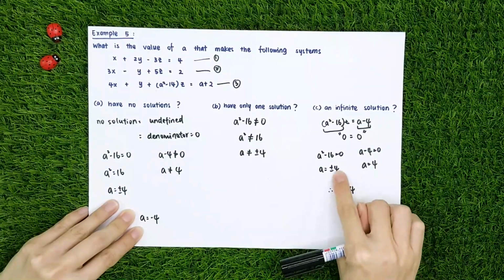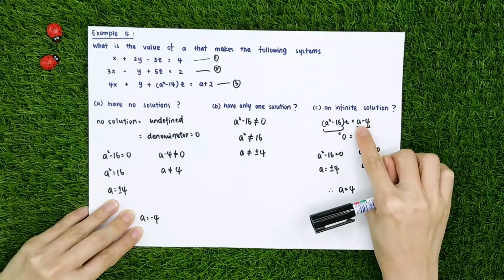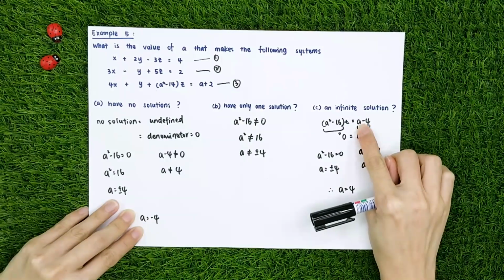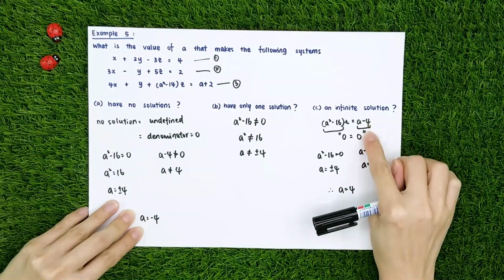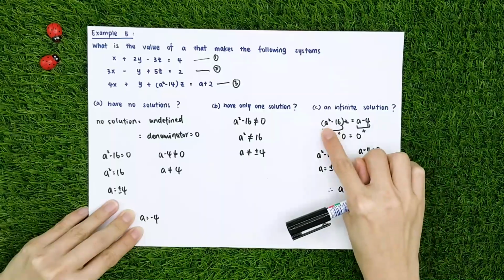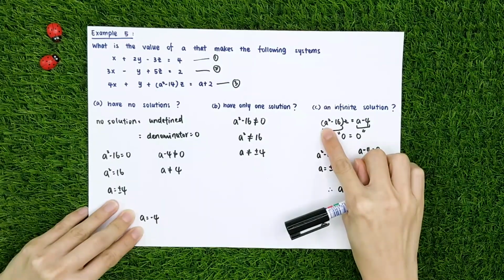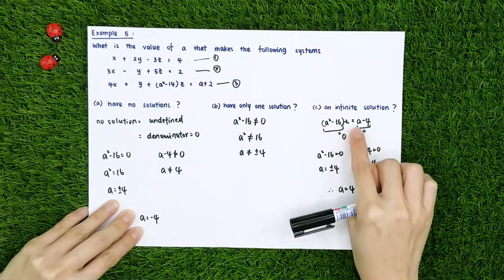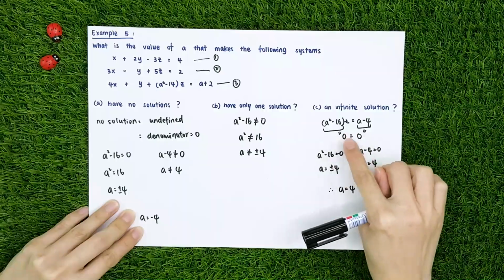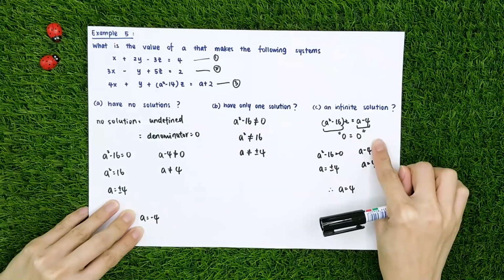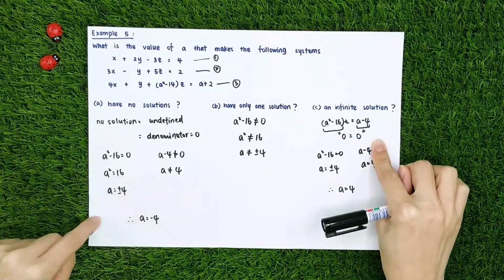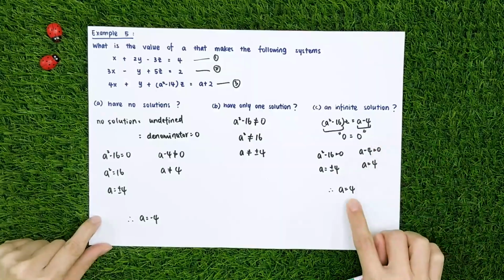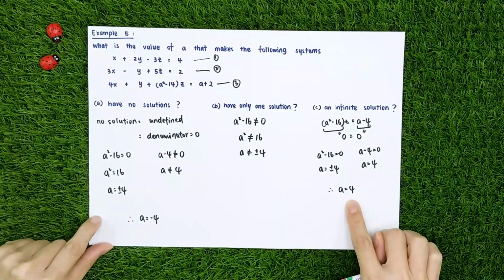Why didn't I include the minus 4? Let's say I put minus 4 here. Minus 4, you will get minus 8 here. But minus 4 squared, you will get 16 here. 16 minus 16, then you will get 0 here. 0 is impossible to equal minus 8. So it will become no solution. Okay, so I can only accept the answer a equals 4.